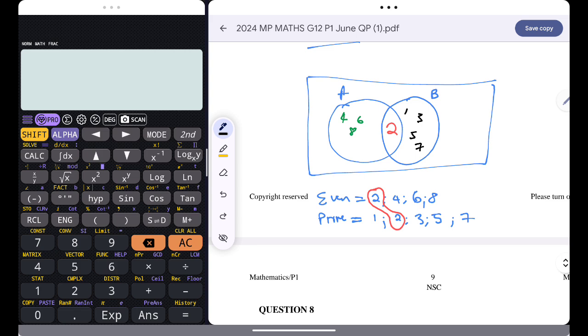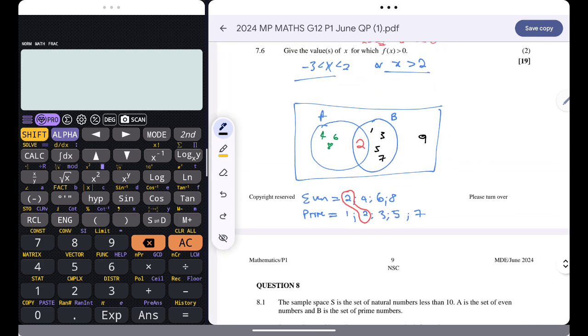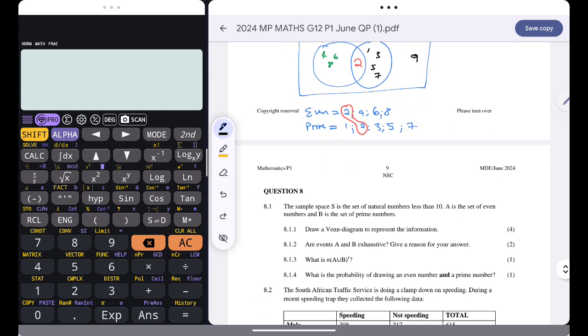And then we have numbers that do not belong to either even numbers or prime numbers. The only number that is not a prime number and not an even number is 9. So now we do have all the natural numbers which are less than 10. That's 1, 2, 3, 4, 5, 6, 7, 8, and 9. All of them are written there. Okay, that will be our Venn diagram.